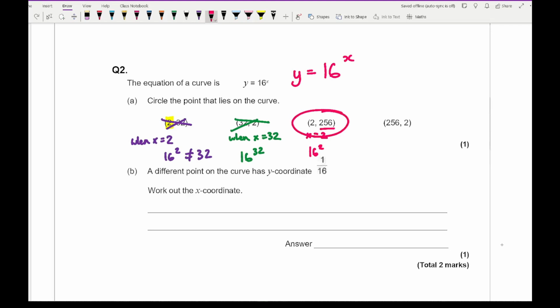It then says that a different point on the curve has a y ordinate of 1/16. Work out the x ordinate. So what we've got is y equals 16 to the power of x. Now for this, we know that y equals a 16th, and this then becomes an indices question. So how can I turn this into the reciprocal of 16? Well, x needs to equal -1. So I either write x equals -1 or just -1.